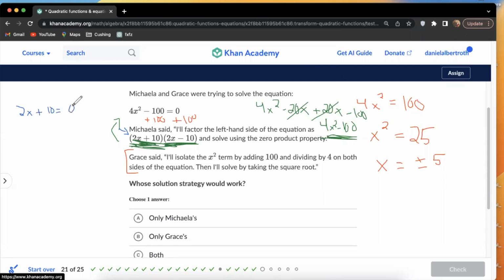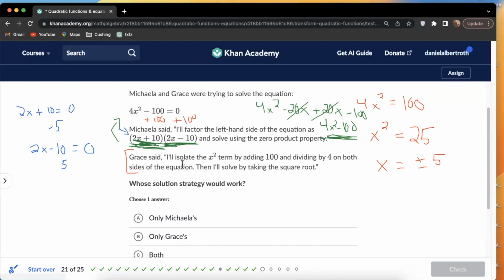So this is what Michaela decides to do. And then 2x minus 10. The two answers you're going to get are 5 and negative 5. So it turns out both of these ways work out well. If you solve these for x, on this one you'll get negative 5, and on this one you'll get positive 5. So you get the same two answers either way. I think both Michaela and Grace's methods should work just fine.